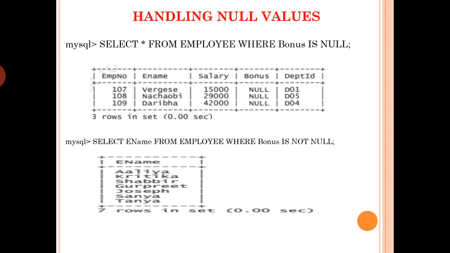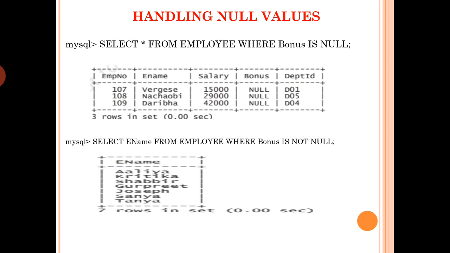Handling null values. SQL supports a special value called NULL to represent a missing or unknown value. In order to check for a null value in a column, we use IS NULL. The statement SELECT * FROM employee WHERE bonus IS NULL displays details of all those employees who have not been given a bonus. This implies that the bonus column will be blank.